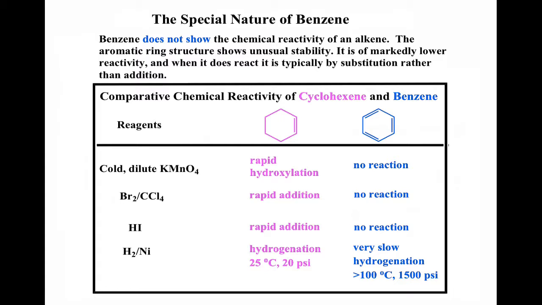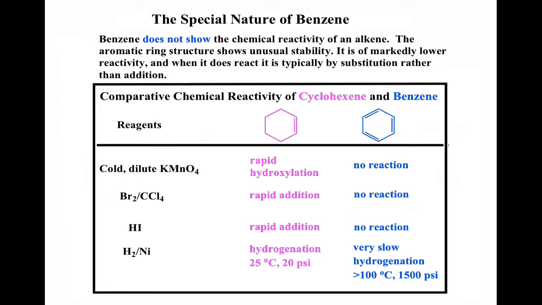If I take potassium permanganate cold, I see rapid hydroxylation. What would the product be if I took cyclohexene and KMnO4 and kept it cold? Cis what? For potassium permanganate? A diol. That's right. I would get the dihydroxylation. They would be cis. But if I take this solution of KMnO4, add it to benzene, nothing's going to happen. If I use a strong acid like HI or HBr, again, rapid addition, no reaction.